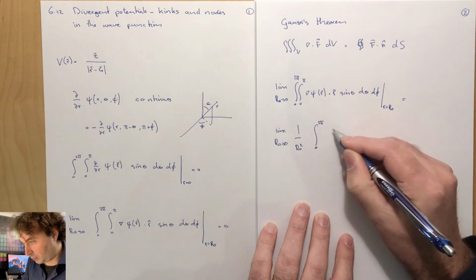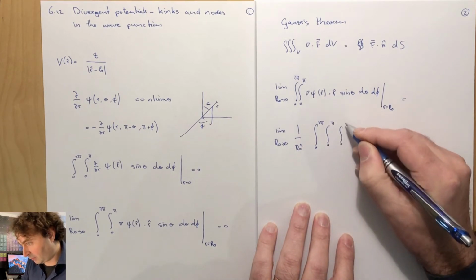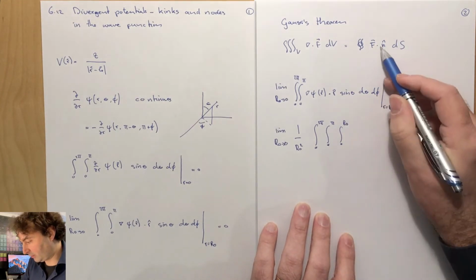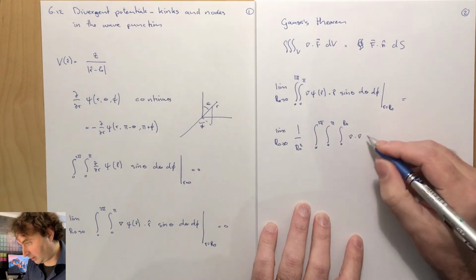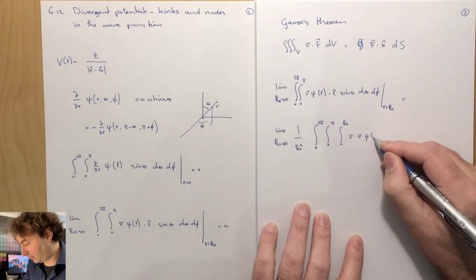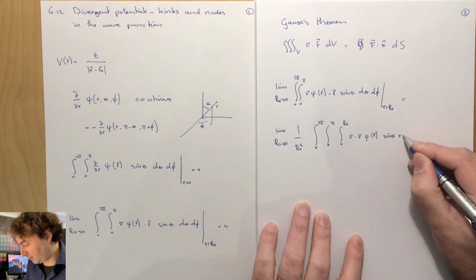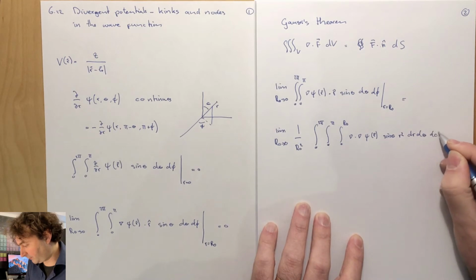0 to 2 pi, 0 to pi, 0 to R0, because now I'm going to do a volume integral, work in the other direction, grad dot grad, psi of r, sine theta, r square, dr, d theta, d phi.